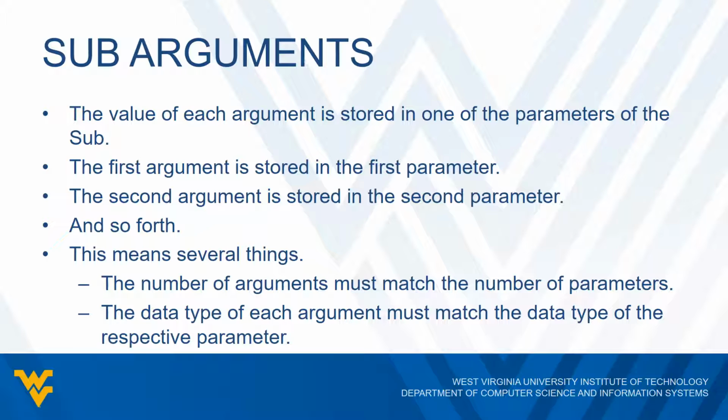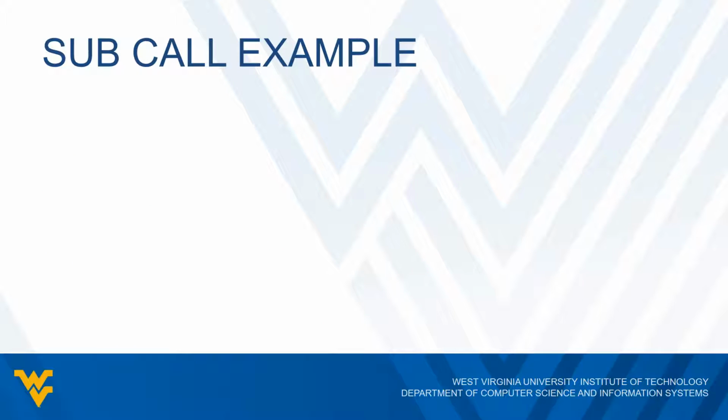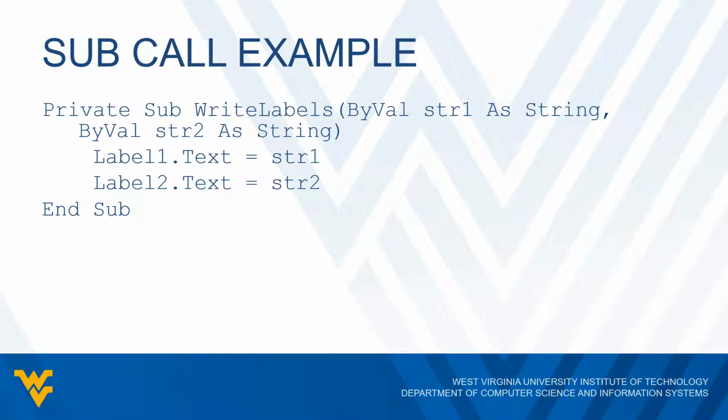So we need to make sure that the number of arguments and parameters match, and we need to make sure that the respective arguments and parameters have the same data type. Let's go back to our write labels sub procedure from before, and let's see how we would actually call that sub. So just as a reminder, here is the sub definition.